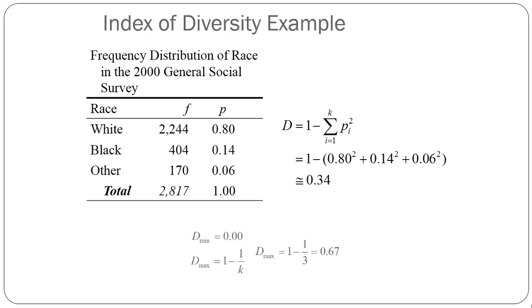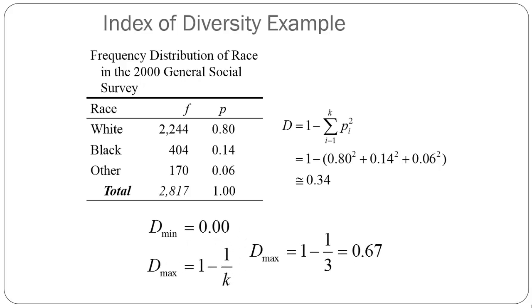Here's the same set of data about race that we saw on the slide before, looking at variation ratio, but this time we're calculating the index of diversity. And so I take my frequencies and I calculate proportions for each category. So 80% of my sample is white, 14% is black, and 0.6% is other. I express these as proportions and square them, and then I do 1 minus that value, and I get an index of diversity of 0.34.